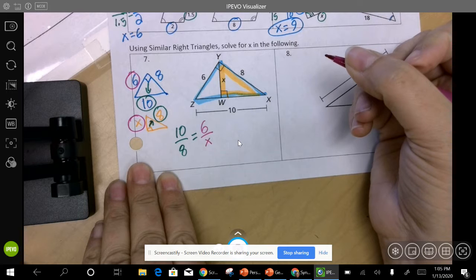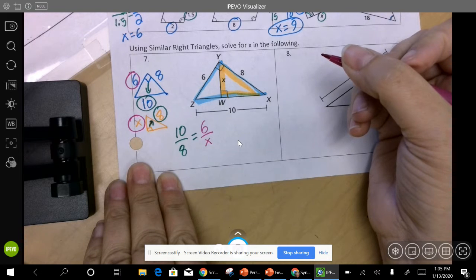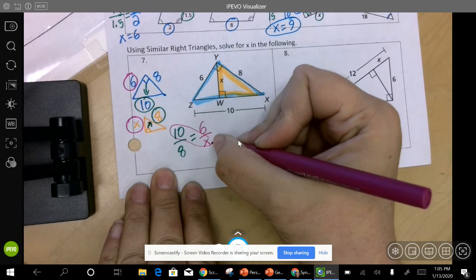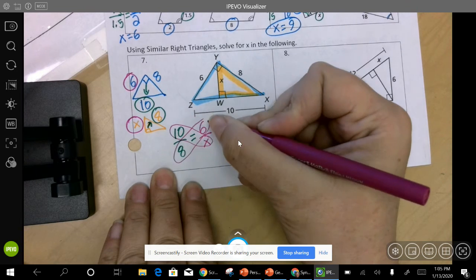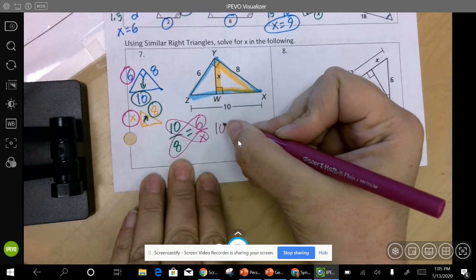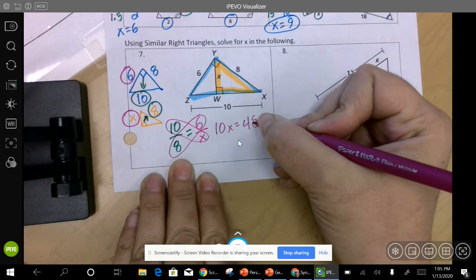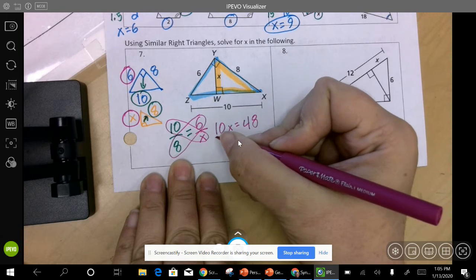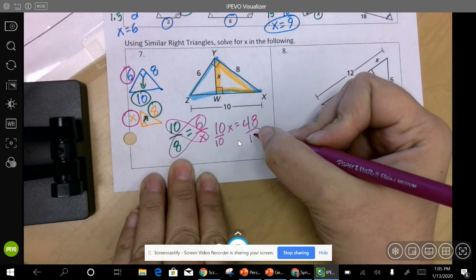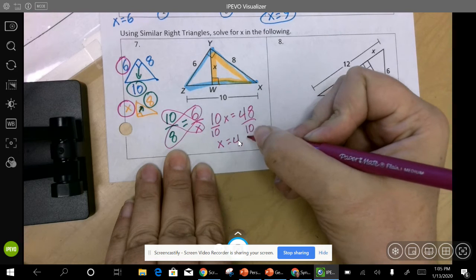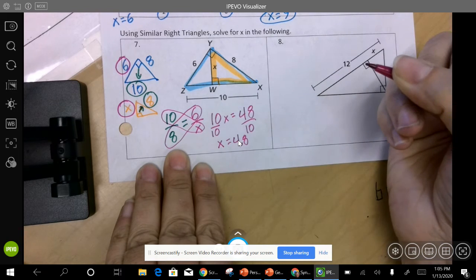And then we're going to cross multiply and divide. So I'm going to cross multiply. So 10x. 6 times 8 is 48. Divide each side by 10. So we get x is equal to 4 8/10.